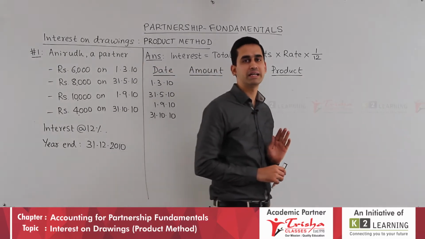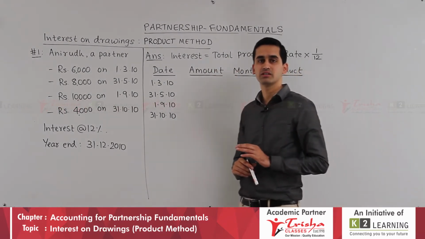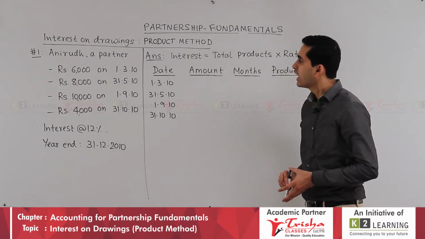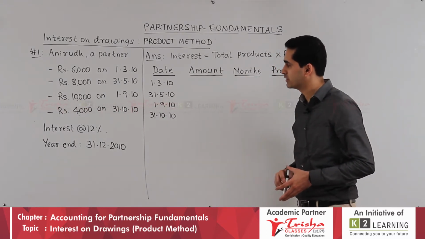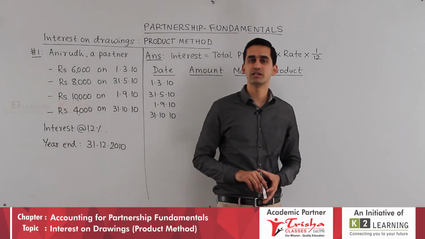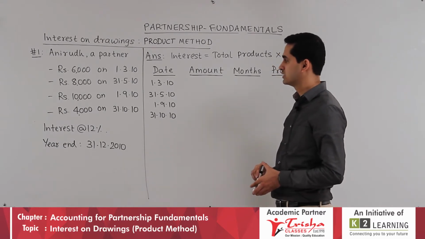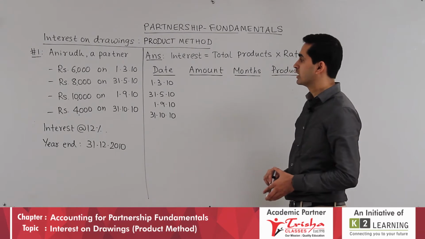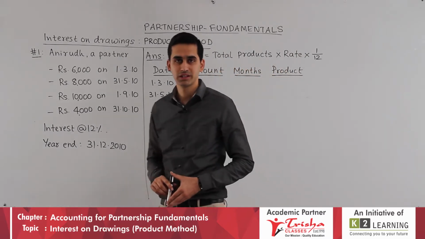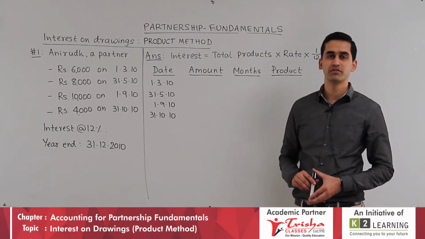Now the formula to calculate interest under this method is equal to total products multiplied by rate of interest into 1 divided by 12. Let us take a problem, we'll be able to understand. Anirudh, a partner, and his drawings are given along with the amount as well as the dates, and the financial year ends on 31st December 2010. He has withdrawn 6,000 rupees on 1st March, 8,000 rupees on 31st May, 10,000 on 1st September and 4,000 on 31st October 2010. Rate of interest is given as 12% and the financial year ends on 31st December.